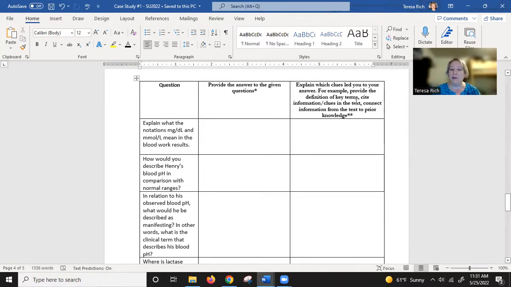I've got two columns here that relate to this. First is to provide the answer to the given question. Here I'm going to put my answer, but over here is kind of like showing your work in math. I want you to put down how you thought your way through to answer the question. I'm going to fill in this table first, taking all of my mental meanderings and then cutting it down to actually answering the question. So how would I describe Henry's blood pH in comparison to normal ranges?